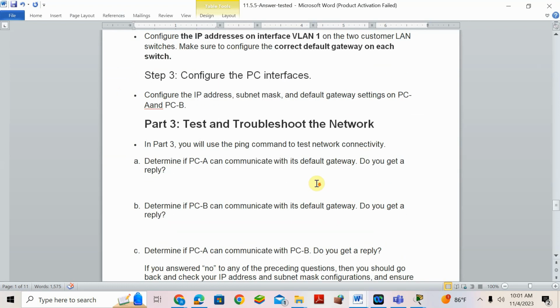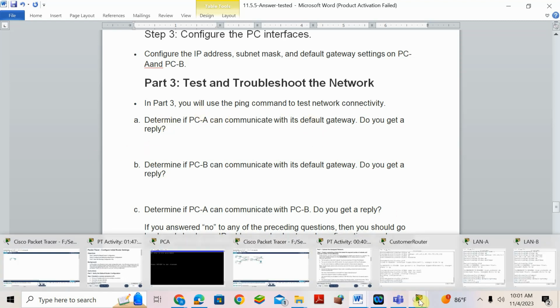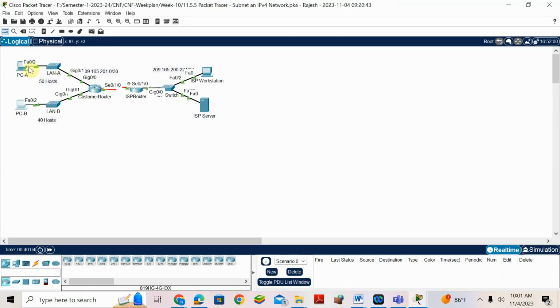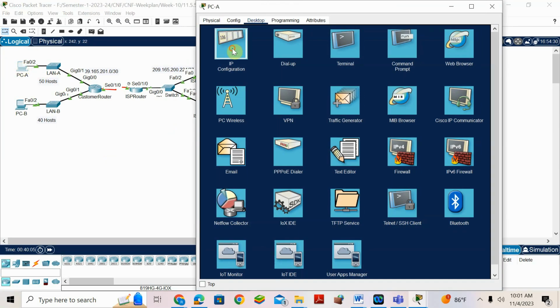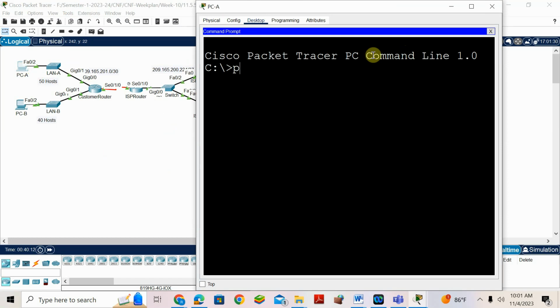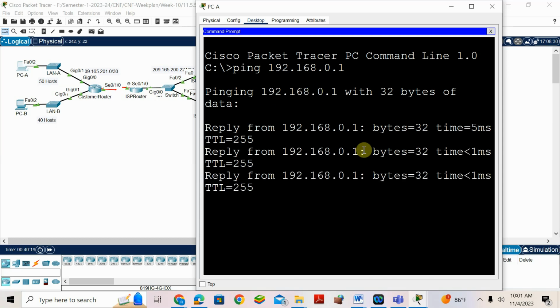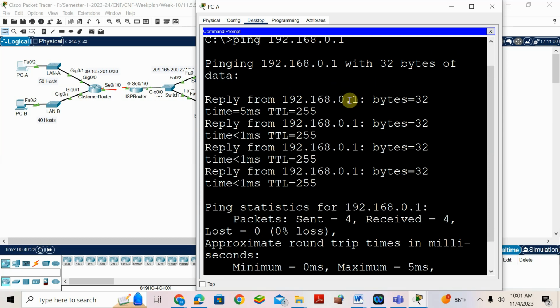What's that question? Ping and test and troubleshoot network. You will use the ping command to test network connectivity. Determine if PCA communicates with the default gateway, we will get reply. PCA to default gateway. So PCA is this one. Its default gateway is this one, 0.1. I'll copy this one, go to the command prompt, type ping, paste. It's pinging. That's why replies are coming from the gateway 4 times.